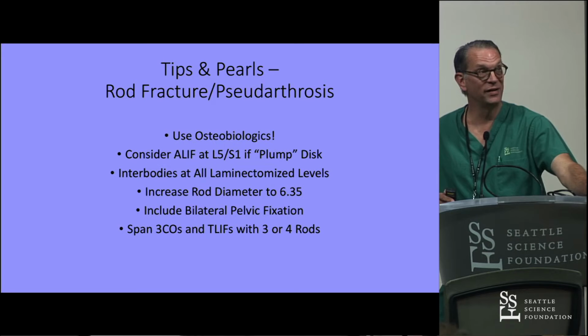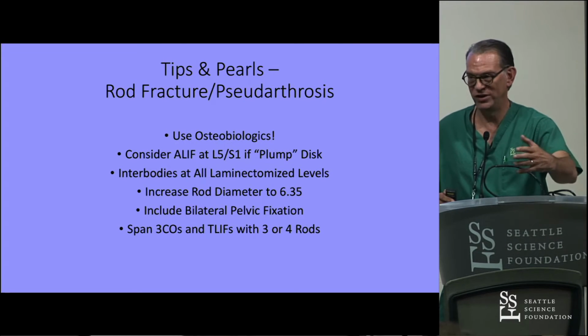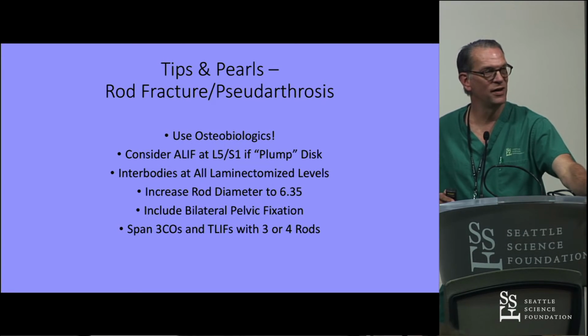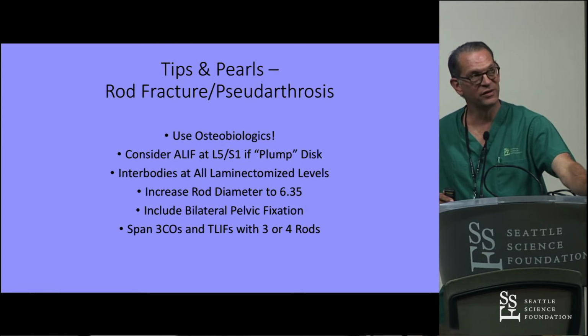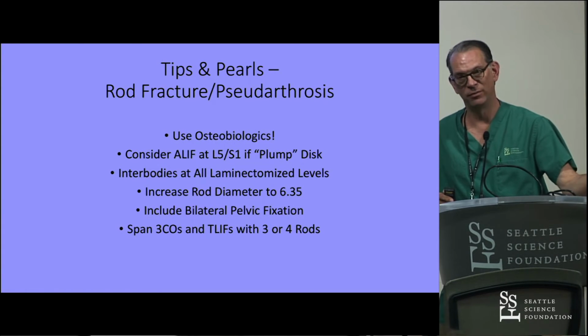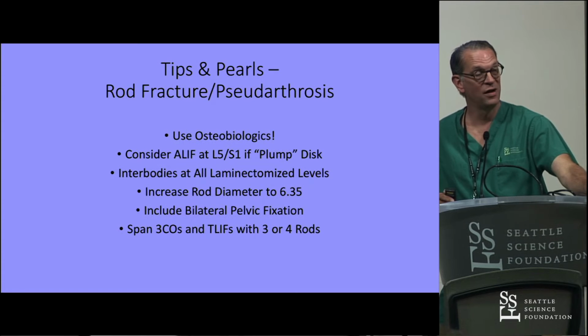I like to use an ALIF at L5-S1. I know Munish is an advocate of that in many cases. I certainly do that if there's a plump disc there, because I believe I get better access to the disc, better clearance of the disc, and presumably a better fusion. I tend to do interbodies at all laminectomized levels.